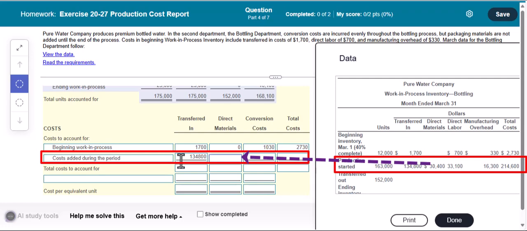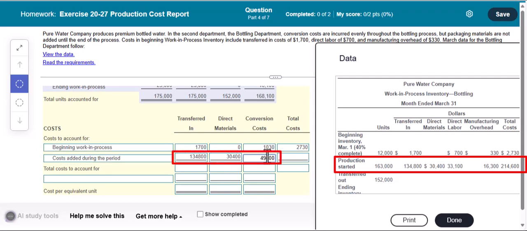Direct materials is going to be here for 30,400. And then for conversion costs, that's that direct labor plus manufacturing overhead. So if we add those together, that is going to be 49,400. And then add all three, the transferred in, direct materials, and conversion costs. And that is going to give us a total of 214,600.